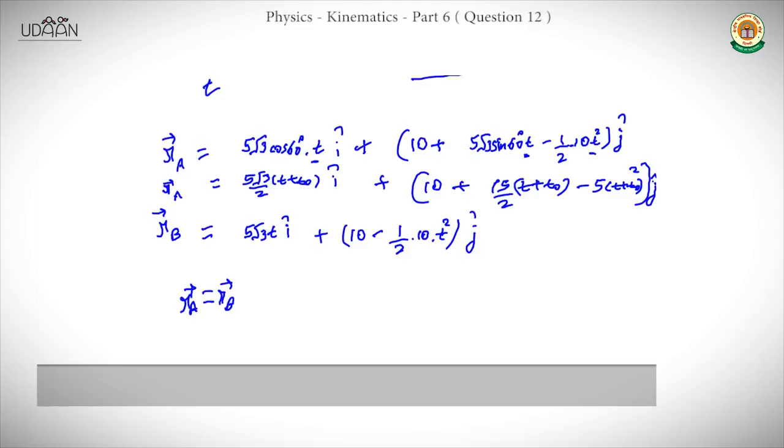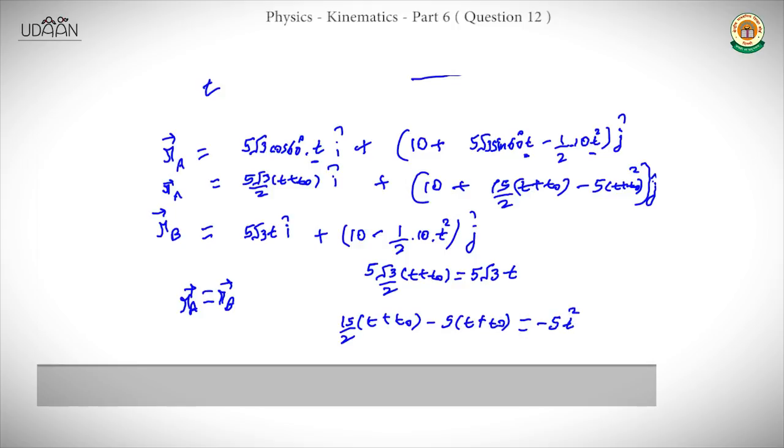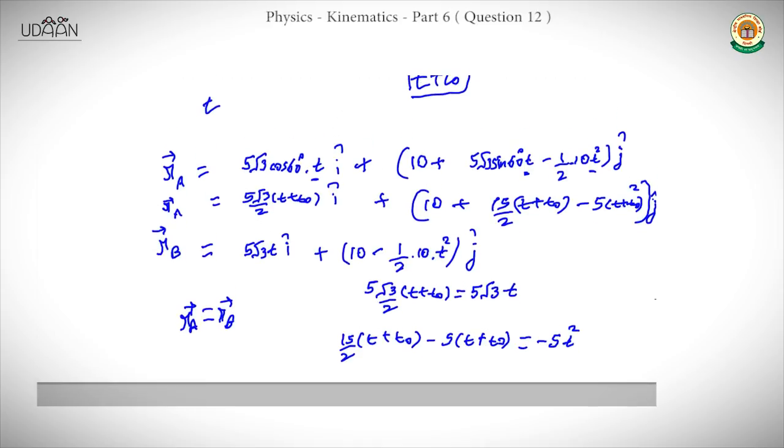Okay, so we have two equations. The first is 5√3/2 into (t plus t0) must be equal to 5√3 t, just equating the x components. And if you equate the y components, the 10 and 10 will cancel out, and we will have 15/2 into (t plus t0) minus 5 into (t plus t0) whole square, that is simply equal to minus 5t². Okay, these are the two equations. I give it as homework for you to solve these two equations.